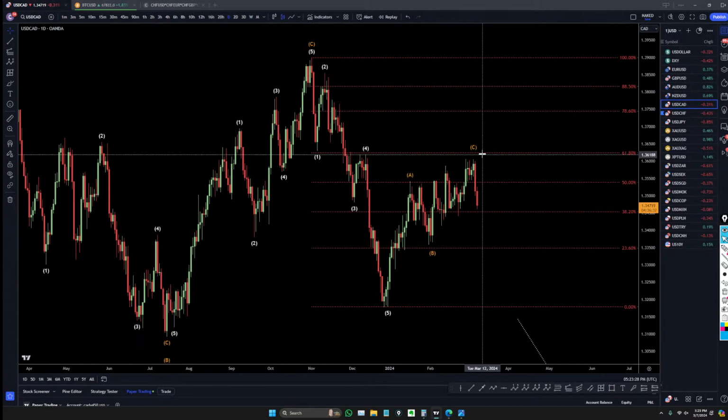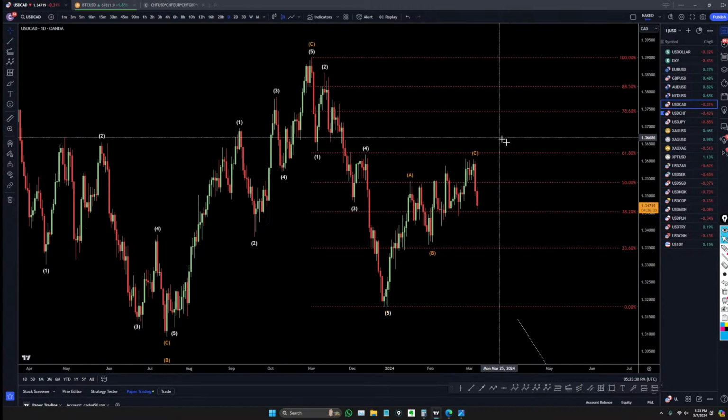Boy, I think it's pretty clear that the correction is over on the dollar pairs. I think it's probably pretty damn clear.